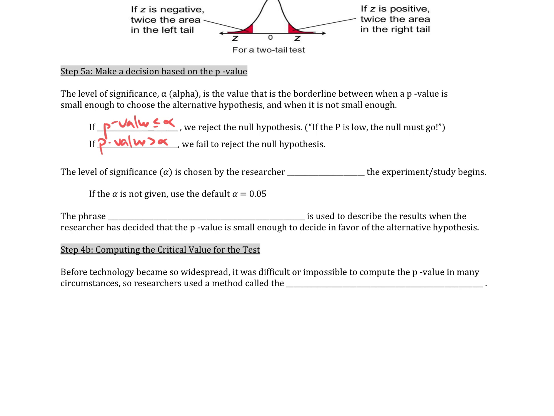The level of significance alpha is chosen by the researcher before the experiment or study begins. So obviously you're going to be biased if you do the research and then decide alpha. So alpha is determined before. Alpha is the level of significance.